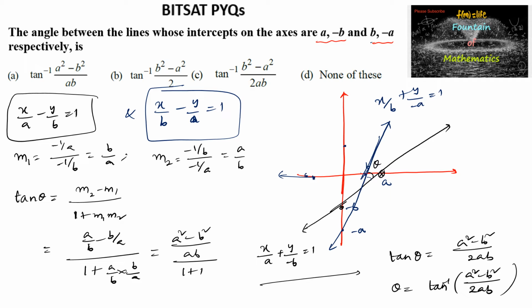So we can go with an option, a square minus b square, or we can also take negative also. So we may consider the option C. Since mod is there, we may consider tan inverse of b square minus a square upon 2ab if I am taking the m2 minus m1 formula. So we can go with option C.